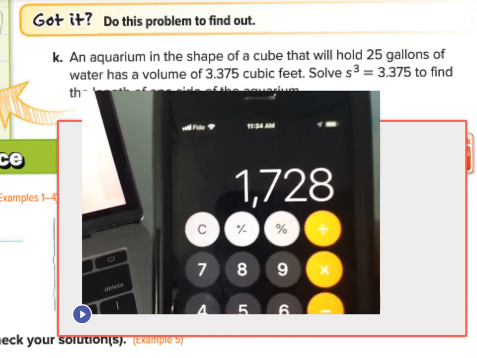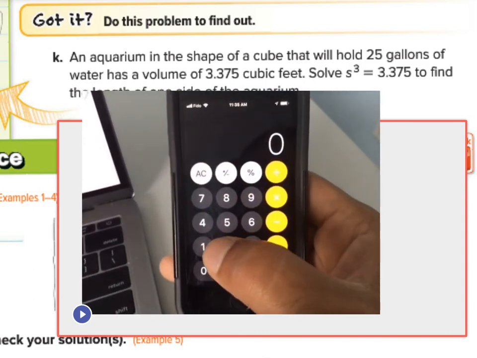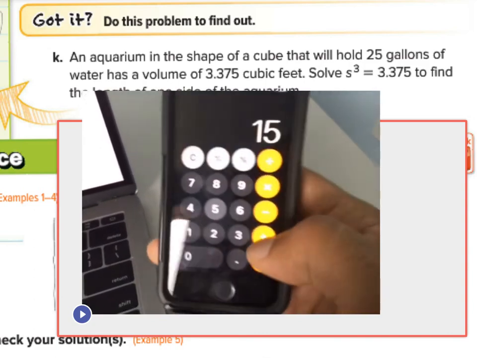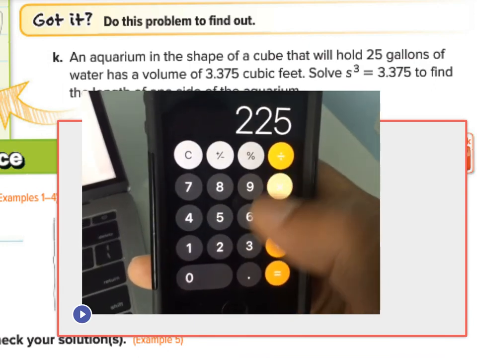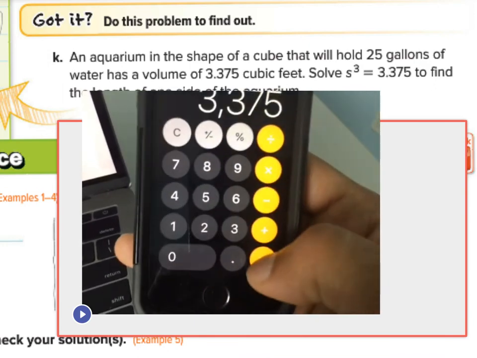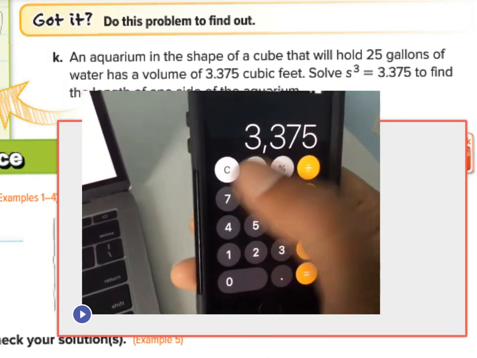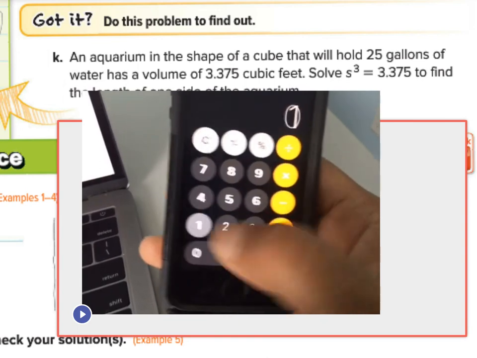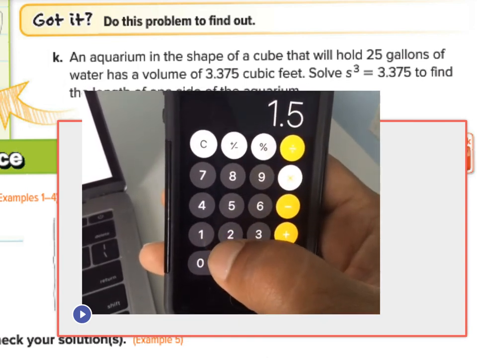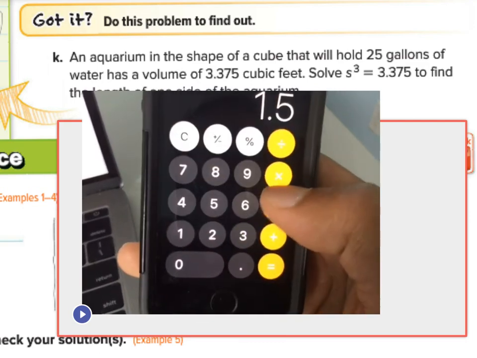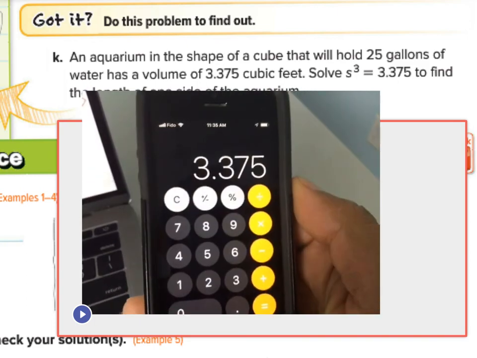So let me try that again. I'll clear it. And now I'm going to try maybe 15. Again, it's just trial and error, and keep playing around. Times 15 times 15. Oh, there it is. But it wouldn't be 15, right? I have to get the right decimal in the right place. So I'm going to try 1.5, which is like 15, but with the decimal place moved over one place value, times 1.5 times 1.5. And there it is.